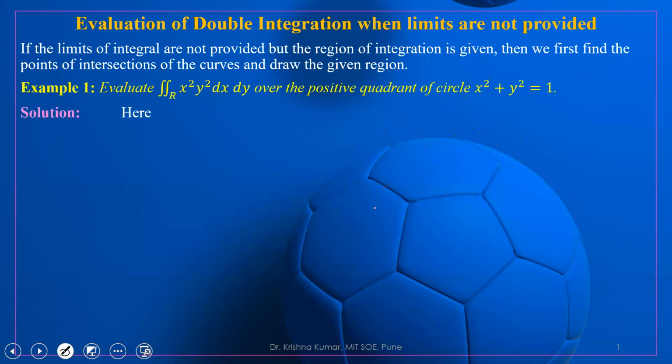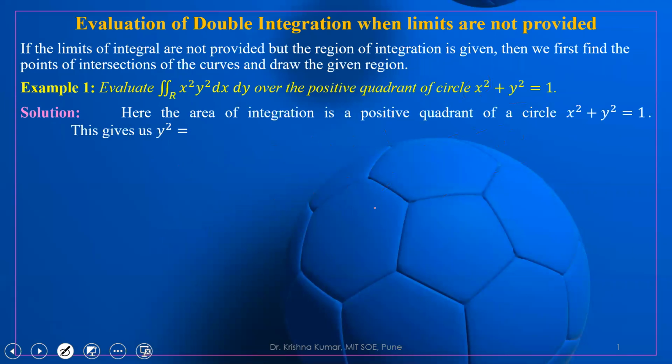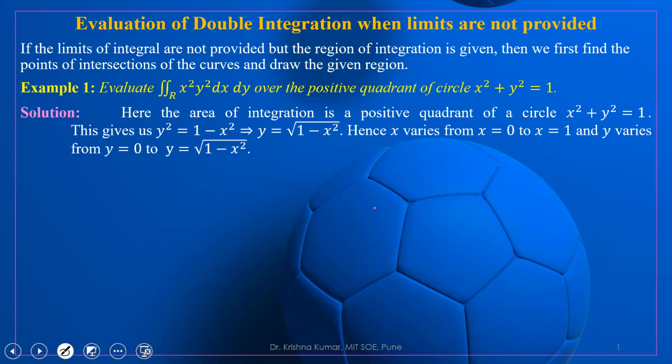Let us think about it here. The area of integration is the positive quadrant of the circle x square plus y square equal to 1. This gives us y square is equal to 1 minus x square, which implies y is equal to root over 1 minus x square. Hence, x varies from x equal to 0 to x equal to 1, and y varies from y equal to 0 to y equal to root over 1 minus x square. So this is a very important point.